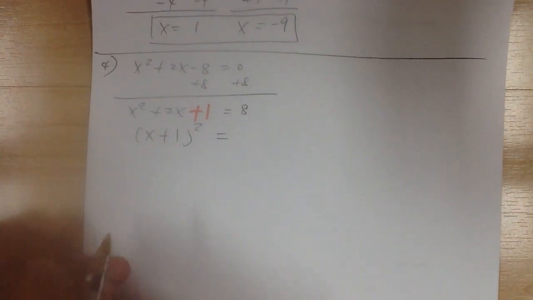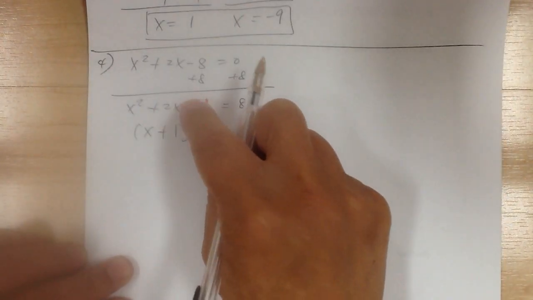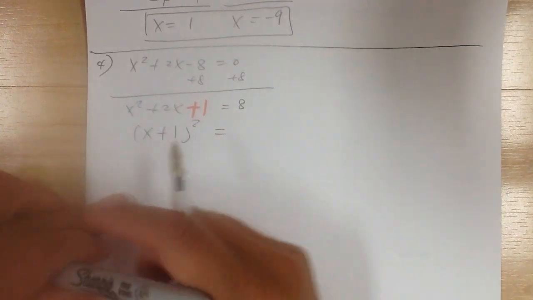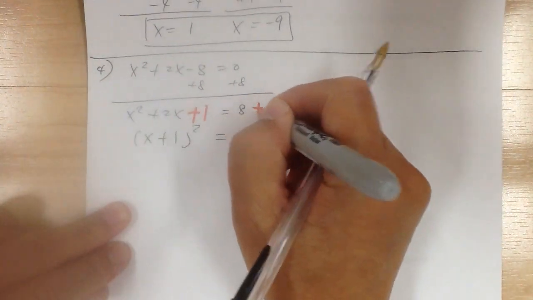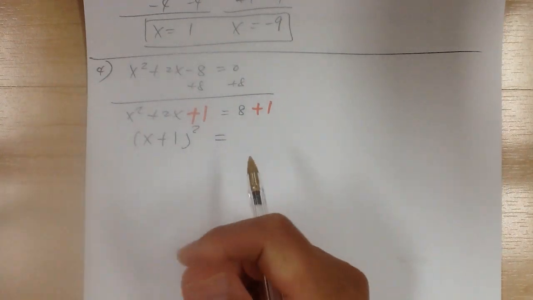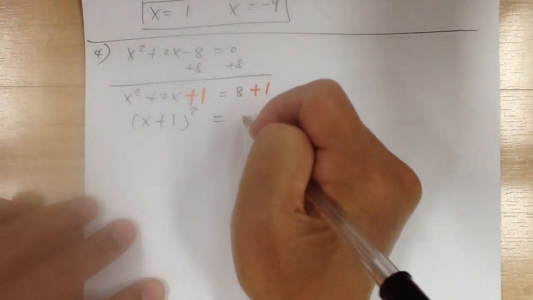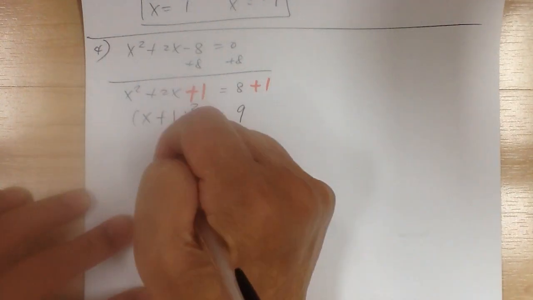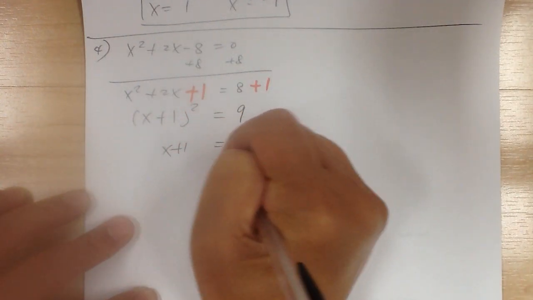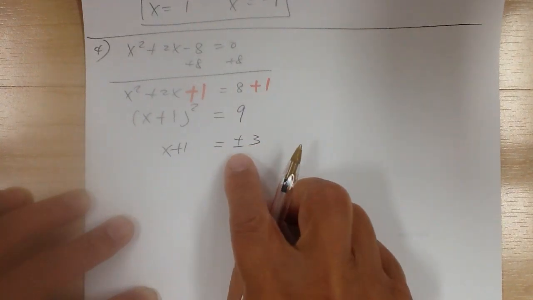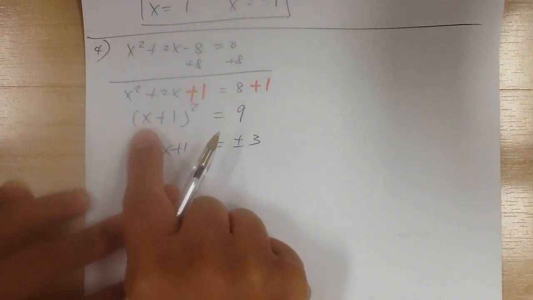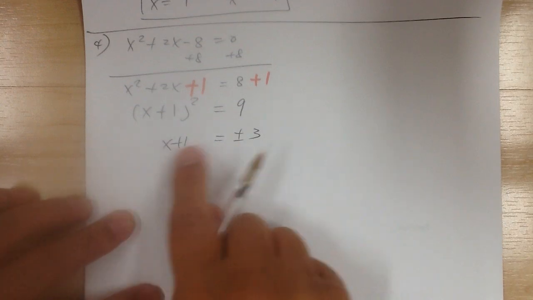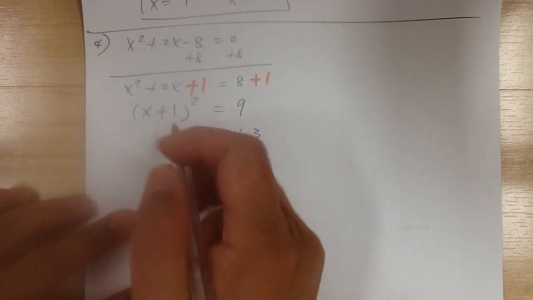Again, you need to have a plus 1 here in order to make a perfect square. But if you add 1 over here, then you need to add 1 on the other side. And so this will give you a 9 on the other side. Then after that, take the square root on both sides. And again, remember the plus or minus. Whenever you take the square root with a variable, you need to have a plus or minus on the other side.